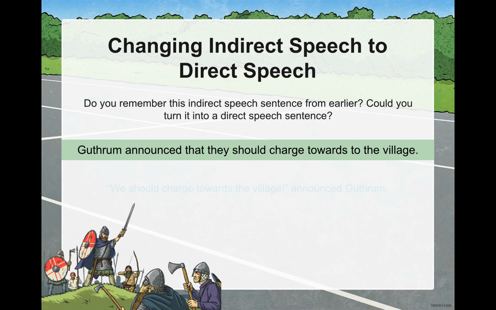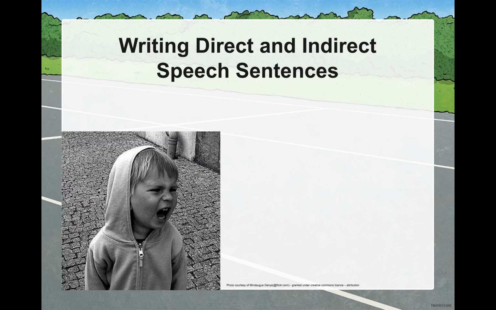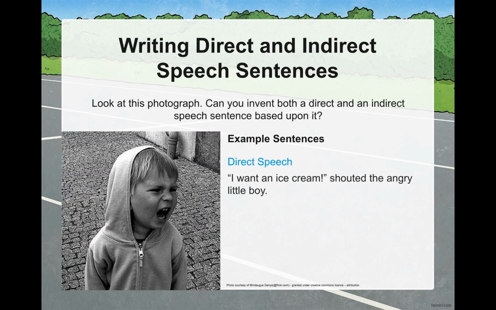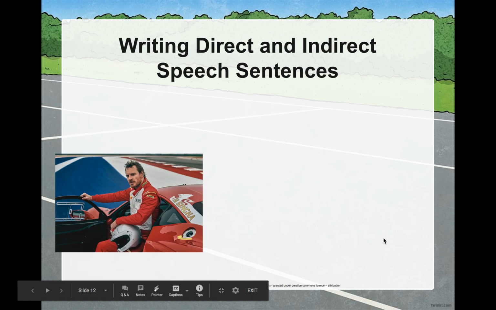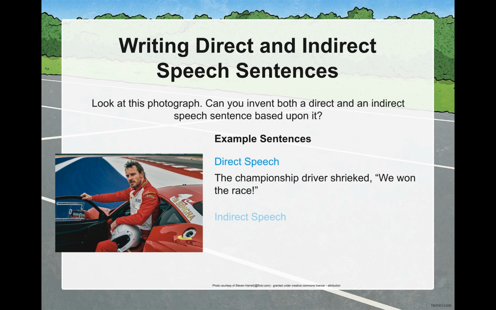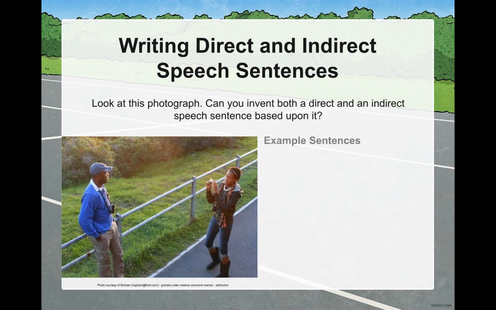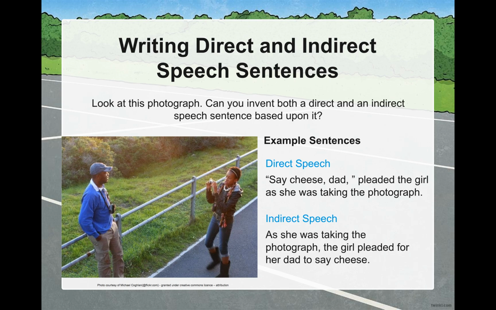Okay, so I'm going to skip down to your work for today. Oh, this is one example I really like. "I want an ice cream," shouted the angry little boy. This is direct. "I want an ice cream." These are the exact words he said. Or the indirect version: the angry little boy shouted that he wanted an ice cream. Okay, so we're going to skip down to your work, and if you're in class with us, you'll see these examples.